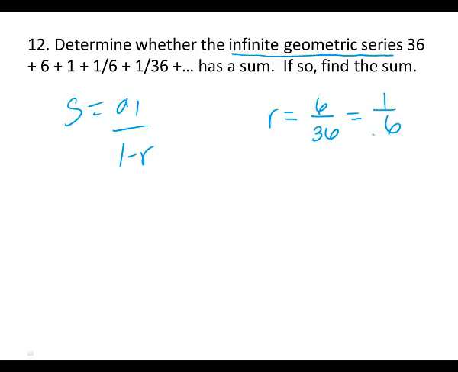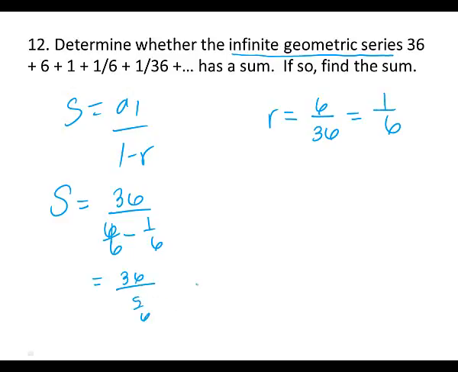1/6. Good. So is it between -1 and 1? Yeah, so I'm going to keep going. What's my first term in the series? 36. 1 minus my ratio 1/6. Instead of writing 1, I'm going to write 6 over 6. So let's see. 36 over what?